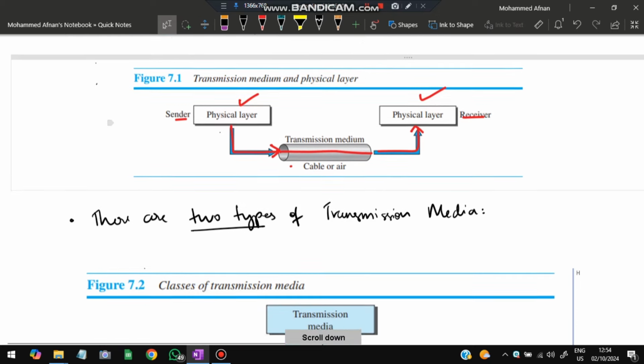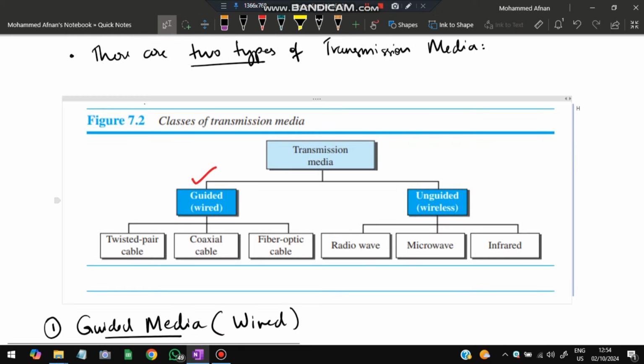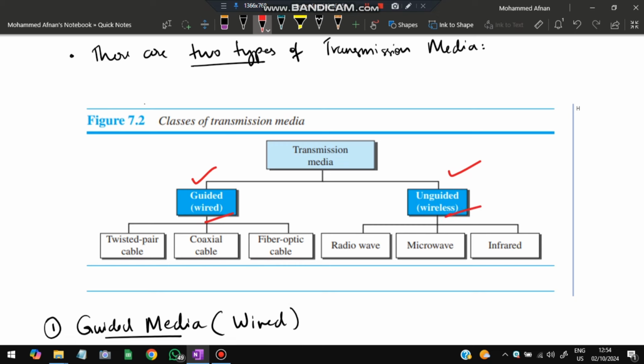There are two types of transmission media: guided and unguided. As you all know, guided means wired, and unguided means wireless. In guided, we have twisted pair cable, coaxial cable, and fiber optic cable. Here we have radio, micro, and infrared waves. Let's have a look at each one by one.